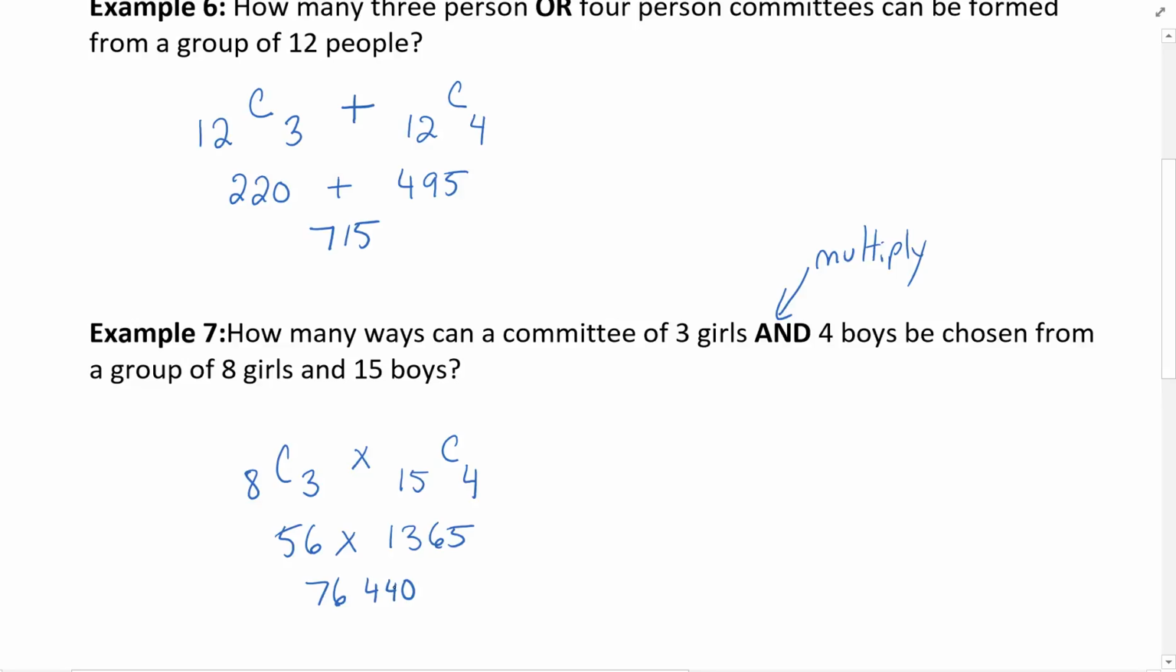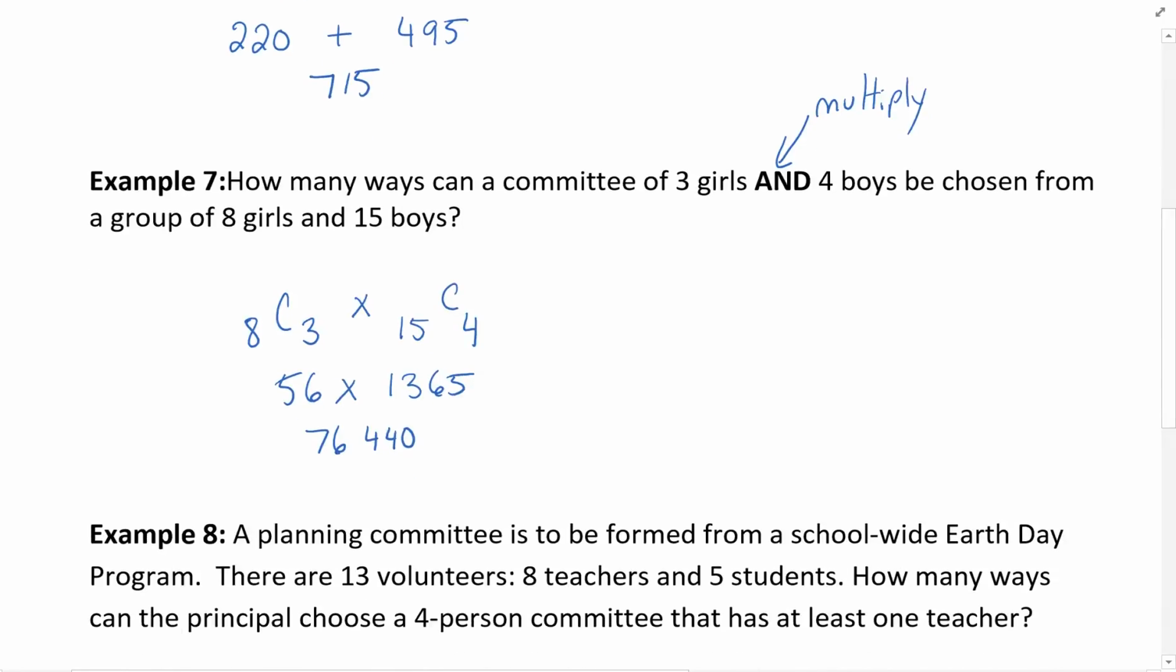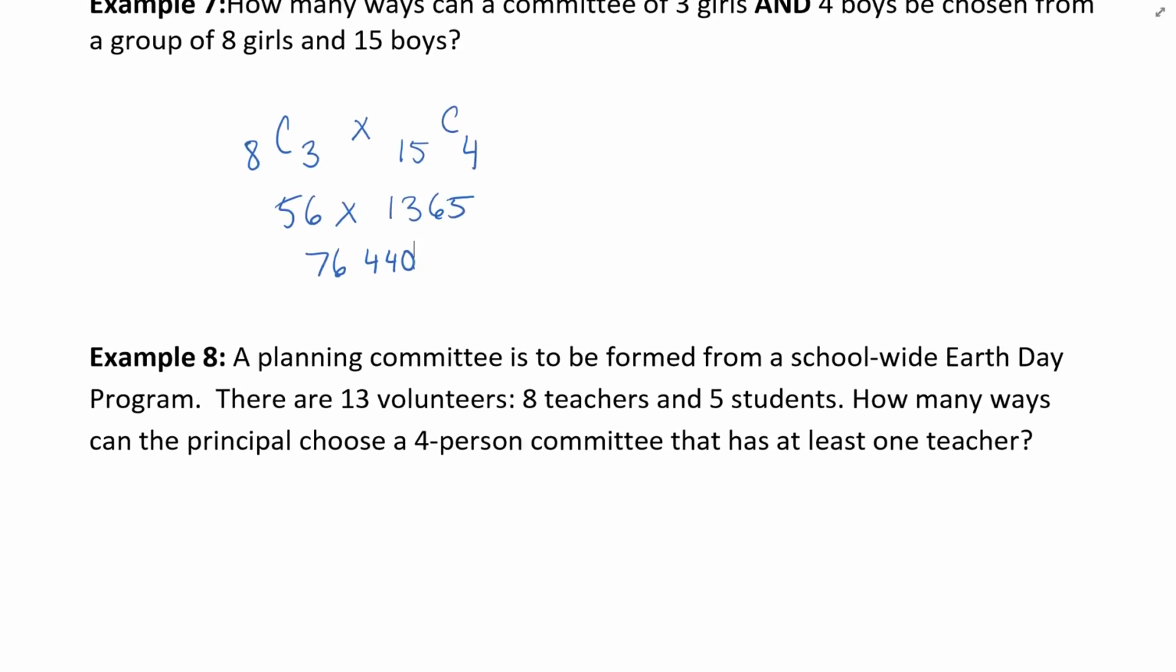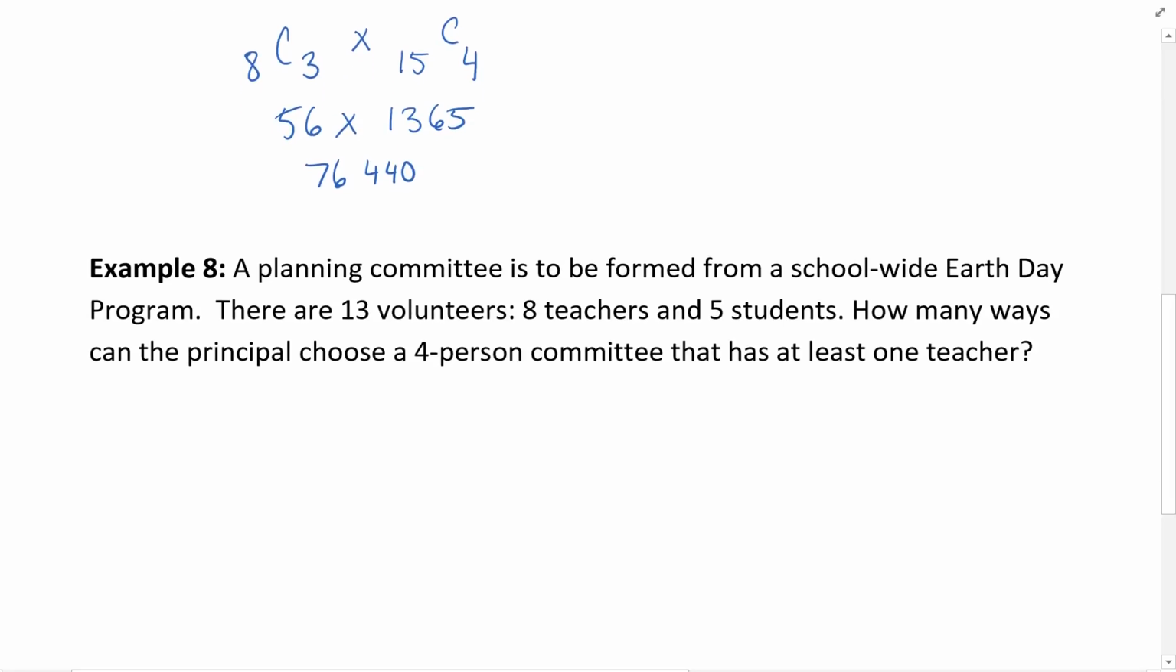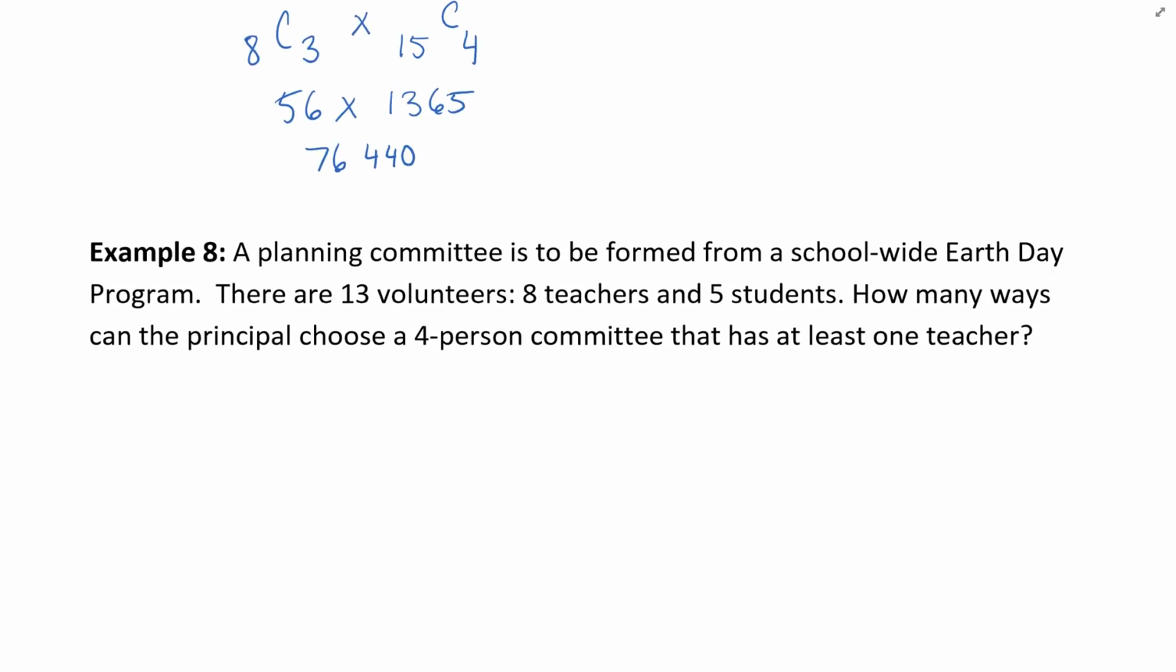All right. Let's have a look at example 8, and that's our last example for this lesson. Okay? Again, try this one out on your own and then see how you did. It says a planning committee is to be formed for a school-wide Earth Day program. There are 13 volunteers. We've got 8 teachers, 5 students. How many ways can the principal choose a 4-person committee that has at least 1 teacher?